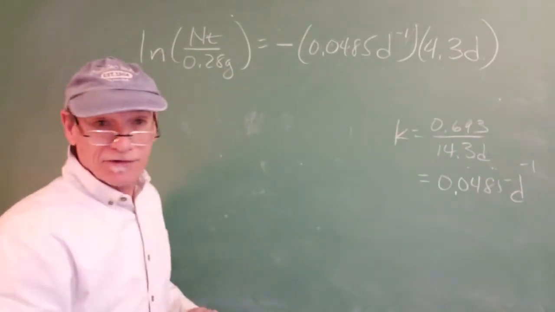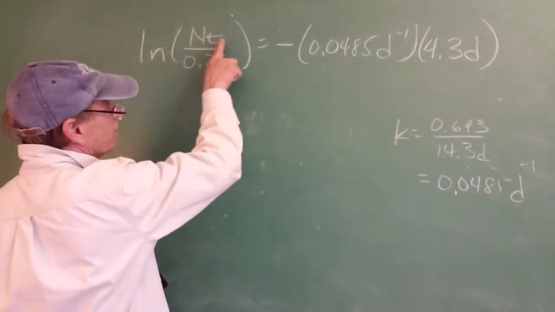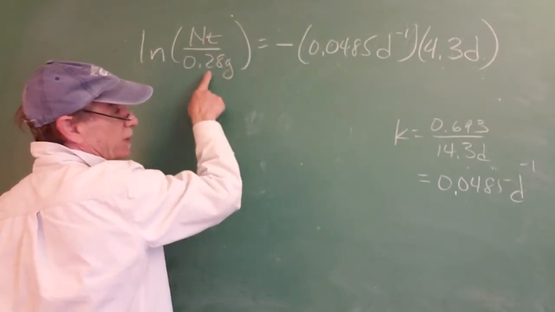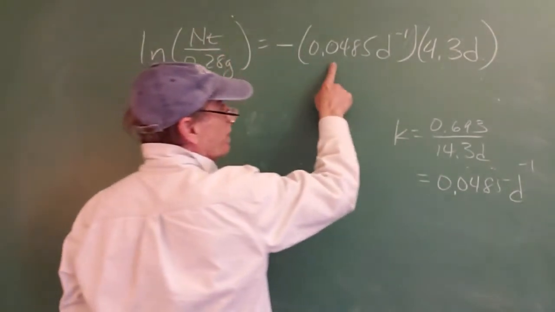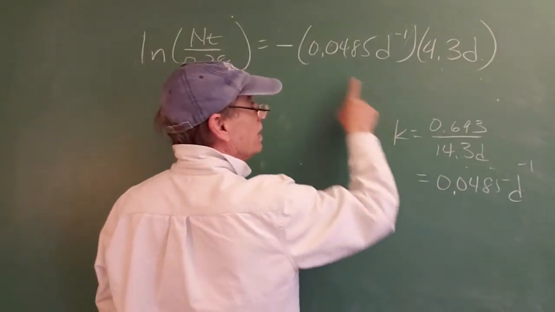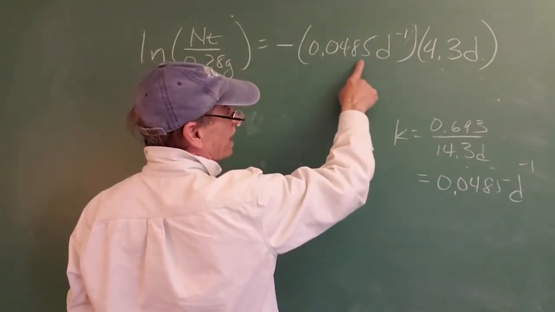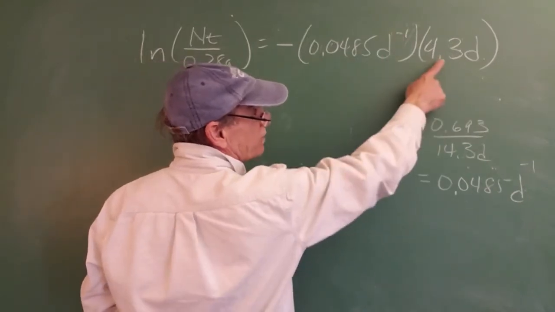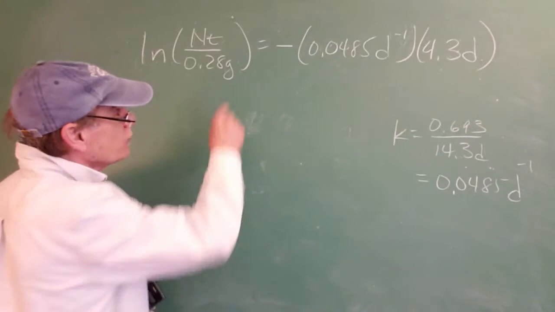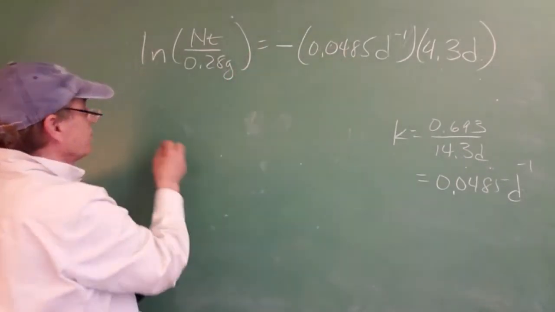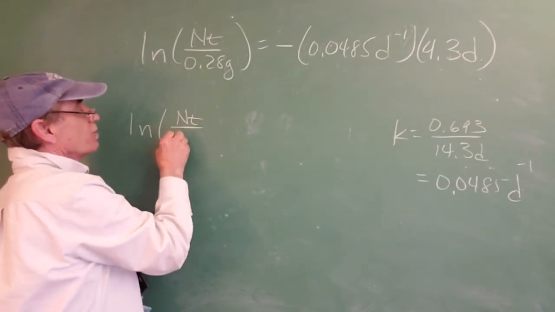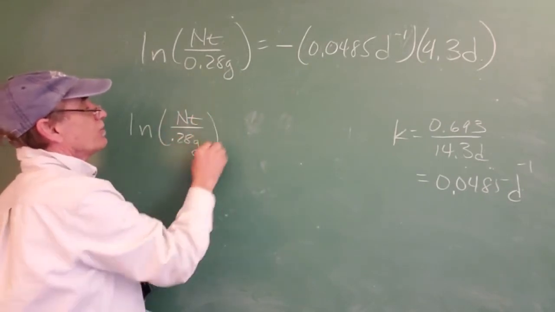Okay, so I plugged in everything I know. The natural log of the amount of phosphorus at 4.3 days that would be left, divided by what I started with, would have to equal minus k, which we figured out using our half-life, minus 0.0485 days to the -1, times the amount of time I'm going to let elapse. Let's go ahead and crunch everything on the other side of that equal sign and find out what the ln of Nt over the 0.28 grams equals.